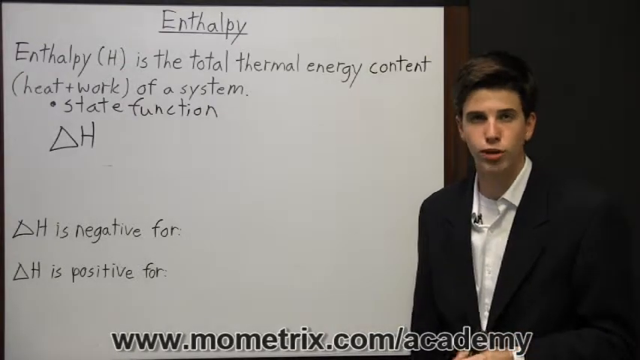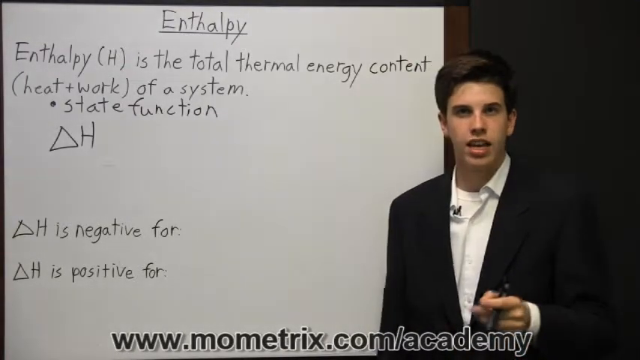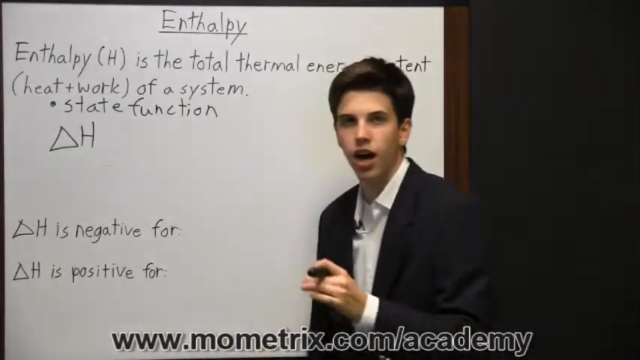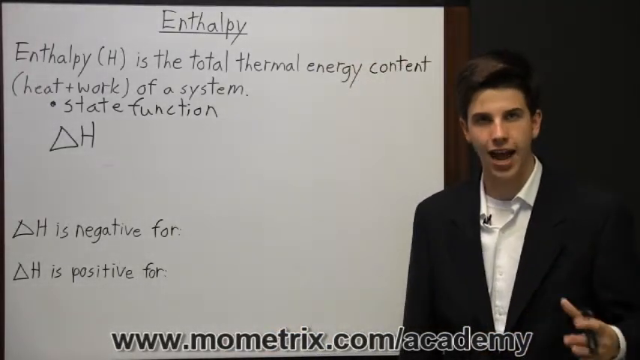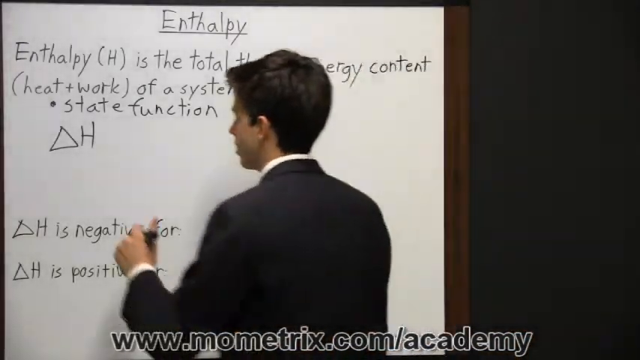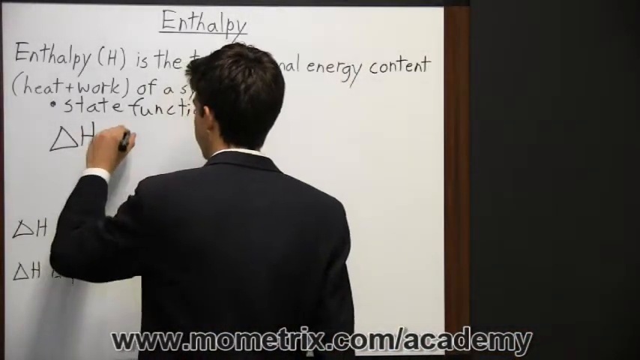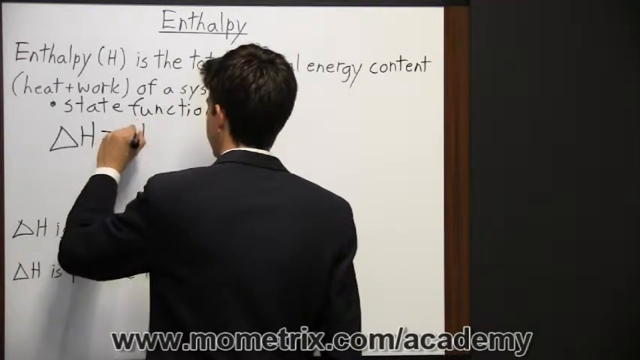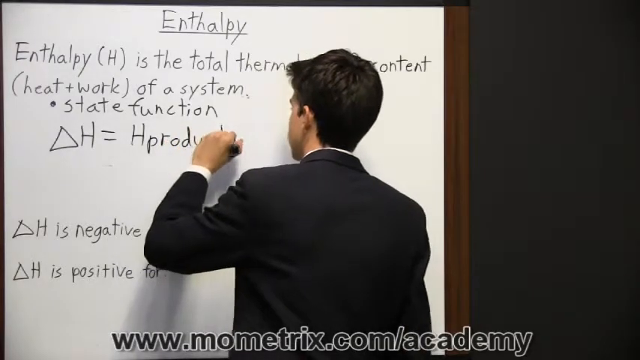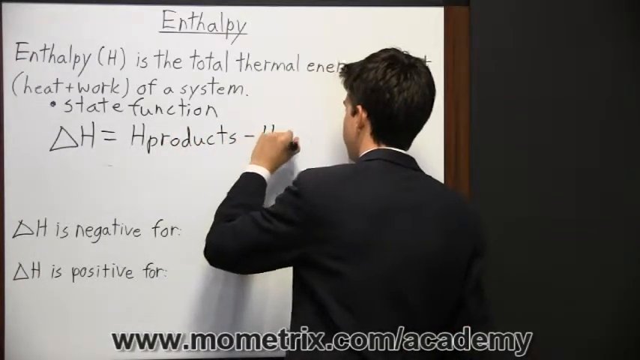Now, during any chemical reaction, there is a change in the enthalpy. So the enthalpy of the products is different from the enthalpy of the reactants. So a way to measure the change in enthalpy is by this equation right here. Change in enthalpy equals enthalpy of products minus enthalpy of reactants.